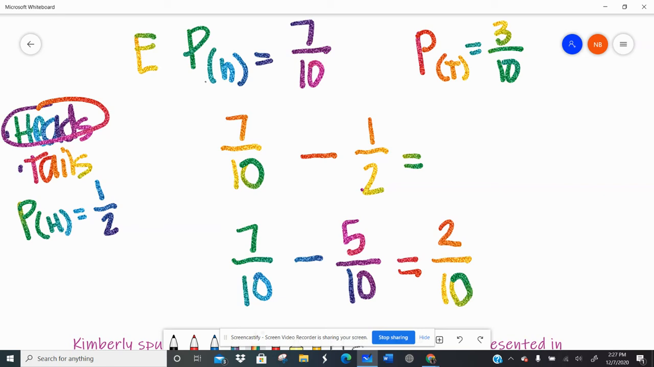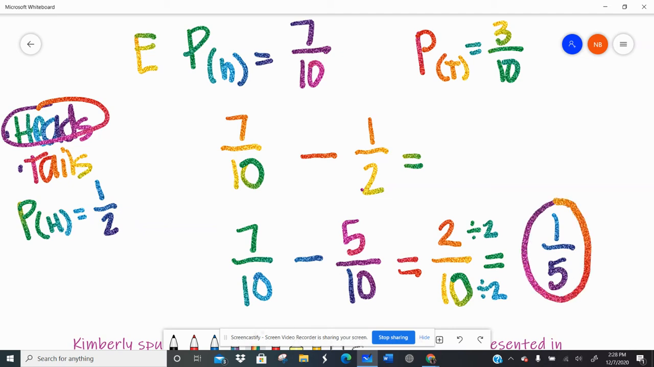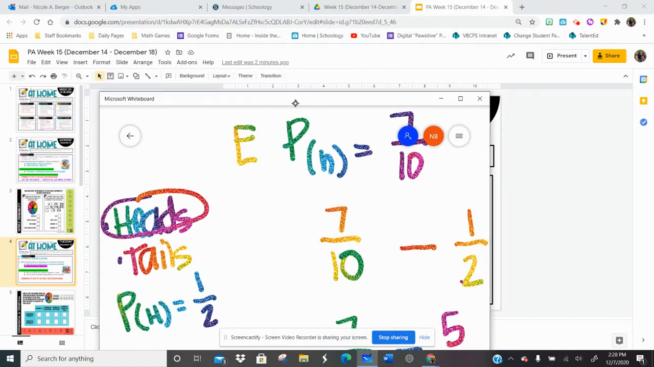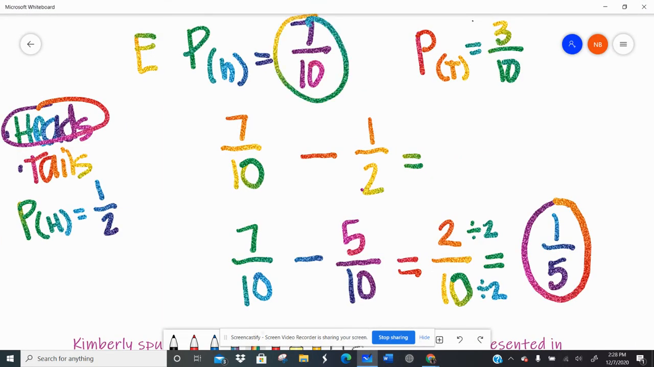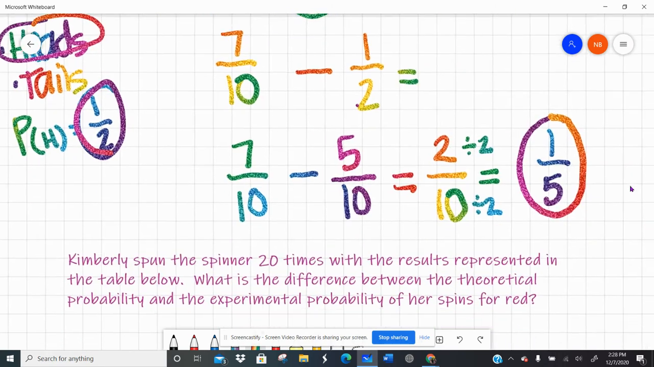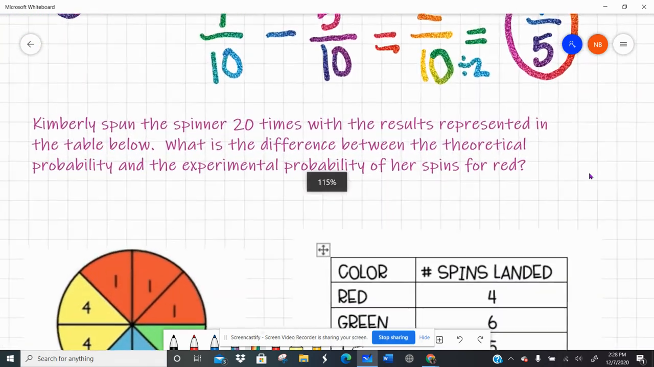Well, now I got to simplify my fraction. 2 and 10 are both even numbers, so I can divide them both by 2, which means 1 out of 5. So the difference between his experimental probability, 7/10, and what should happen in theory, 1/2, is 1/5, right? So we find the difference between what did happen minus what should have happened. So, right, not too bad, kind of easy peasy.